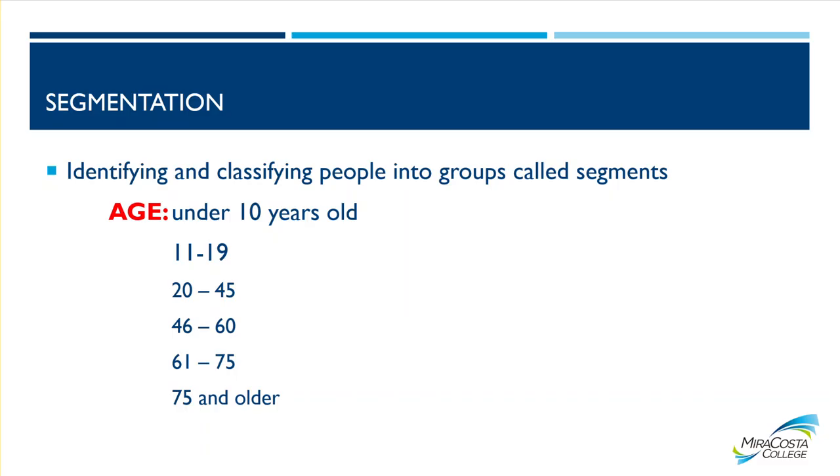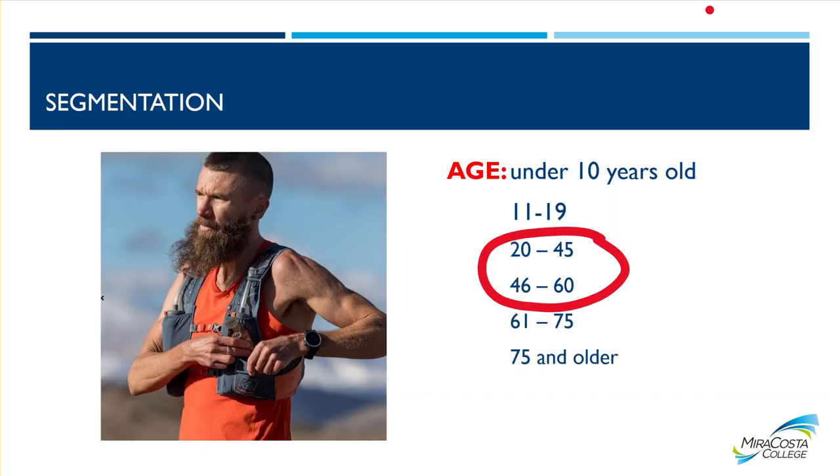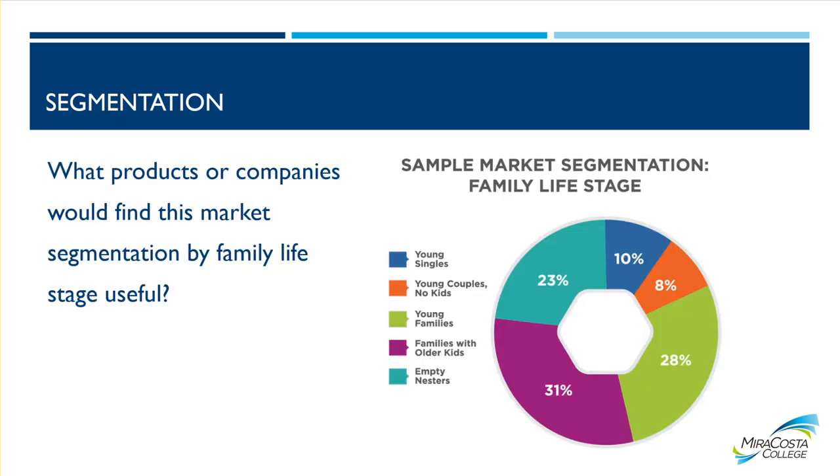So an example of segmentation is identifying and classifying people into groups called segments. So age can be a segment. For example, under 10 years old, between 11 and 19, 20 to 45, 46 to 60, and so on and so on. So here's an example of segmentation. The brand would be this hydration pack by Nathan Hydration, and what is our target demographic here? We want 20 to 45-year-olds and 46 to 60-year-olds.